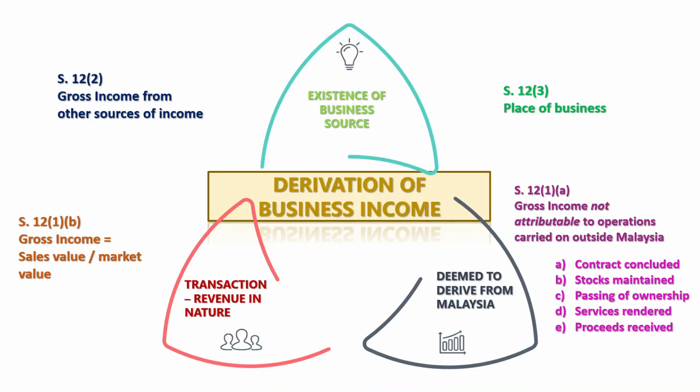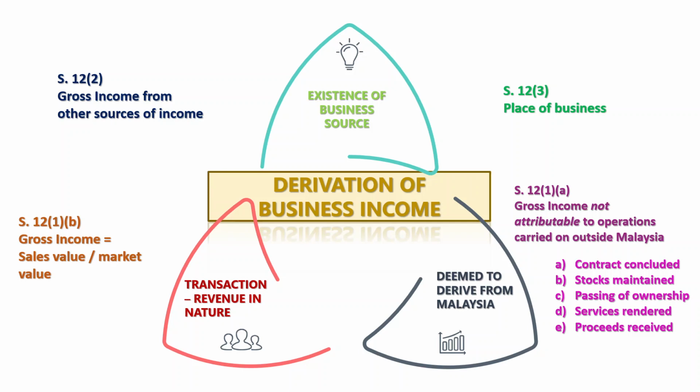Okay, the next one is the derivation of business income. We want to know whether that business income is actually derived from Malaysia or not. The first one we look at is section 12, subsection 1, subsection A. Here it mentioned that gross income is not attributable to operation carried on outside Malaysia. So that's why, if you recall, we define the scope of Malaysia. And now we define whether that business is actually having their services or product landed here. So we want to know whether it is a Malaysian source or a foreign source.